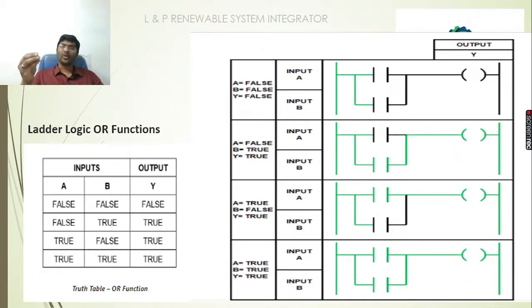As we all know, the truth table for an OR gate is, if any one input is true, for sure our output will be true. If both the inputs are false, then for sure it will be false. See here, both are false, the output will be false. Here one input is on. B is true, so we are getting the output. If A is true, we are also getting the output. If both are true, we are getting the output.